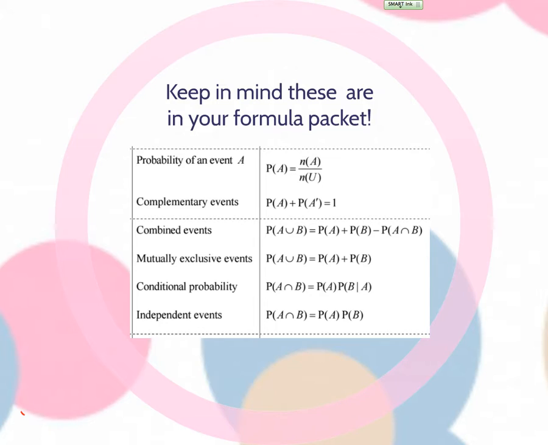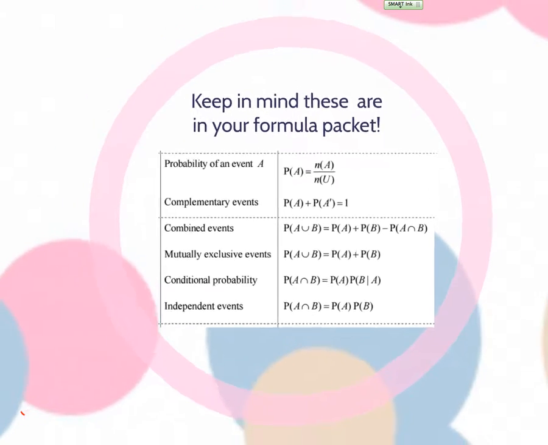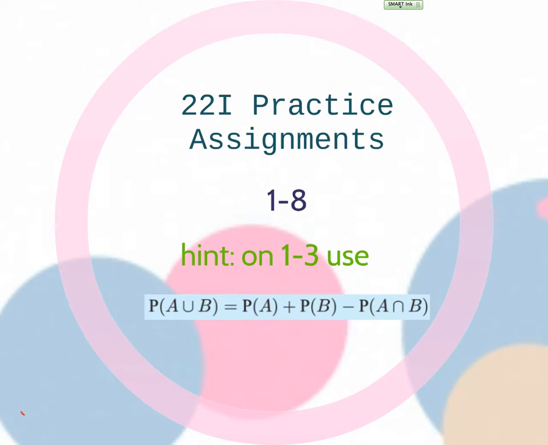Complementary events we had a while ago, they have to add up to 1. And then these 3 probability laws we talked about today. This last one will be what we talk about tomorrow. So they are in your packet if you do need them. And I just had a hint. 1 through 3 are those few problems where, yes, you do need to use the formula, but pretty much you plug in what you know and you solve the equation. So don't stress about that.